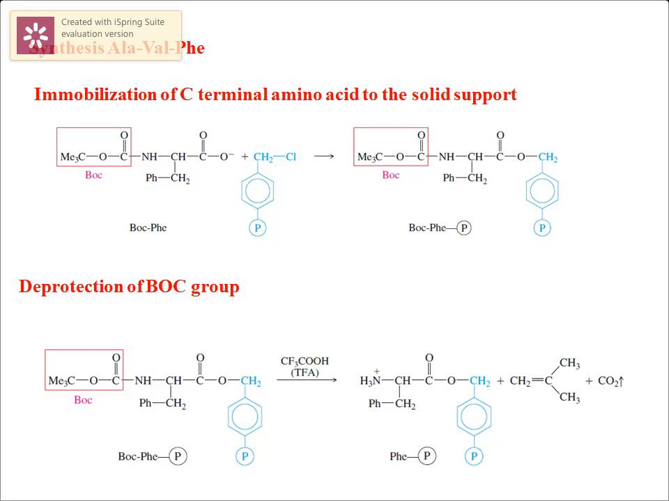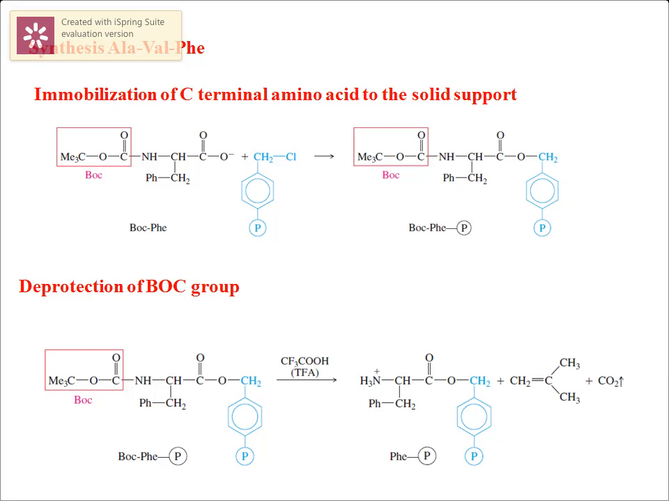You can take an excess of phenylalanine so that all the CH2Cl is immobilized with phenylalanine. The rest of the solution can be pushed out. You can wash the solid support and again push it out. So what is there inside the syringe? First it was simply solid support. Now the first amino acid, phenylalanine, is immobilized on the solid support. So that is the first step.